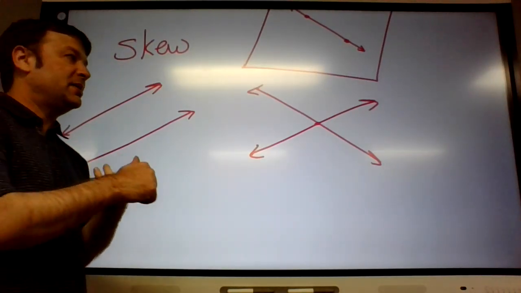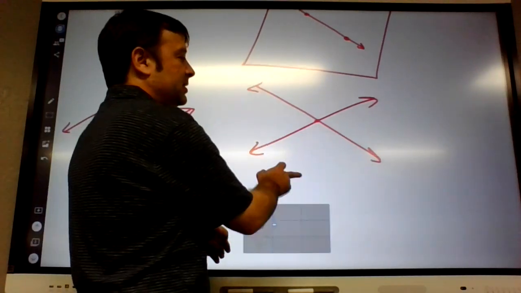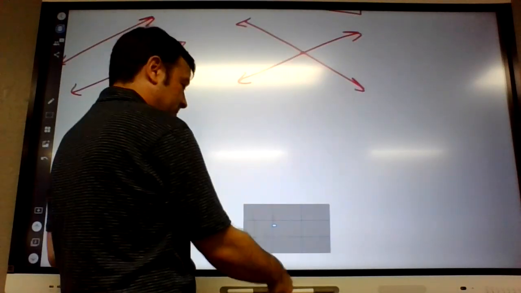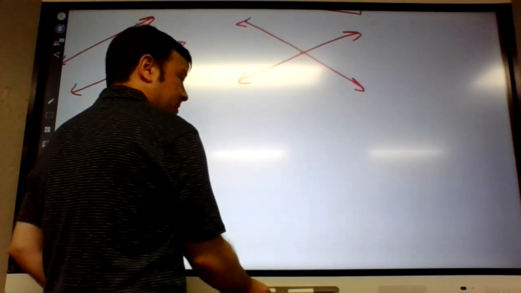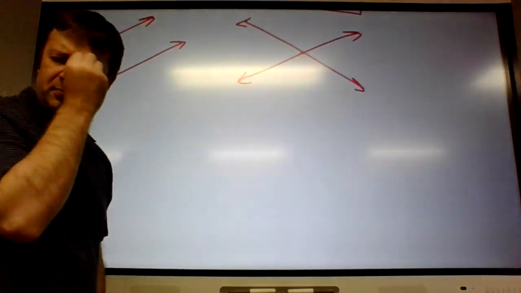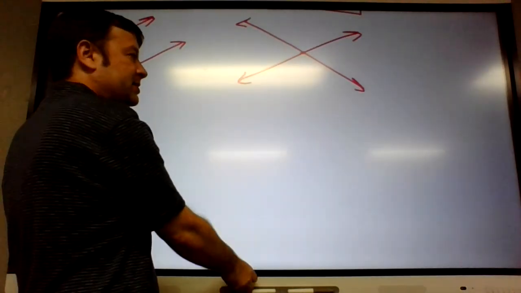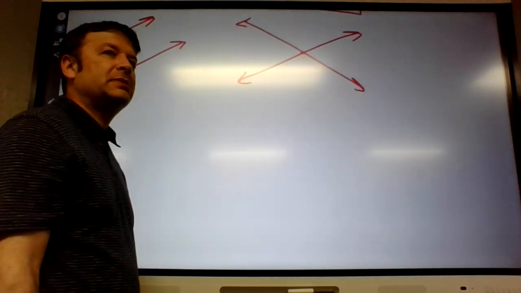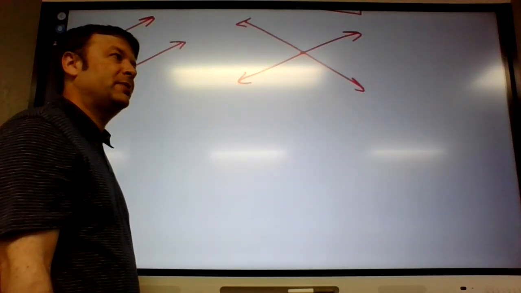So two lines intersect at a point. It takes me too long to draw intersecting planes, but two planes intersect at a line. Is it possible for planes not to intersect? Can planes be parallel? Yeah.